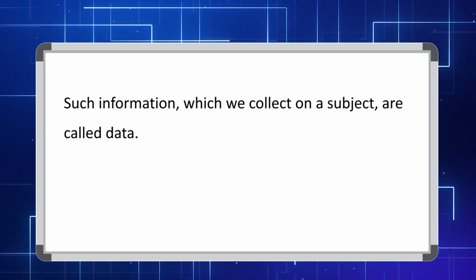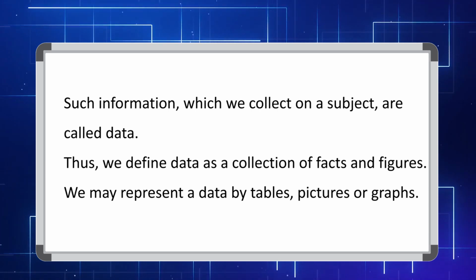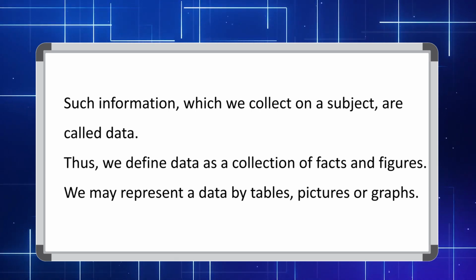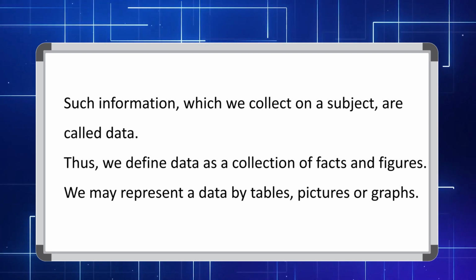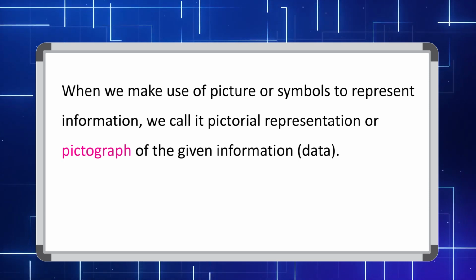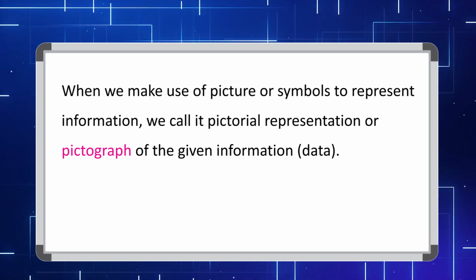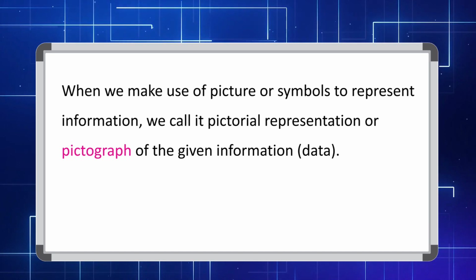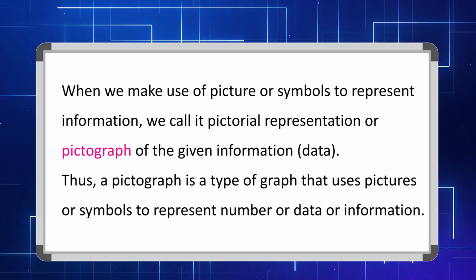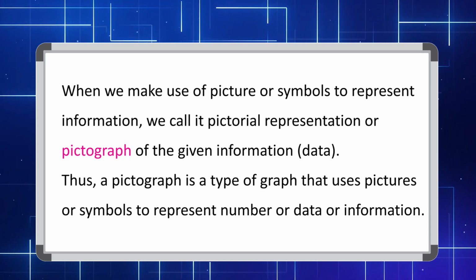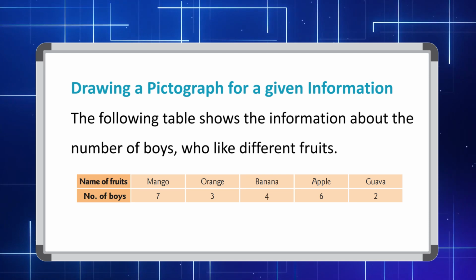Such information which we collect on a subject is called data. Thus, we define data as a collection of facts and figures. We may represent data by tables, pictures or graphs. When we make use of pictures or symbols to represent information, we call it pictorial representation or pictograph of the given information, data. Thus, a pictograph is a type of graph that uses pictures or symbols to represent numbers, data or information.